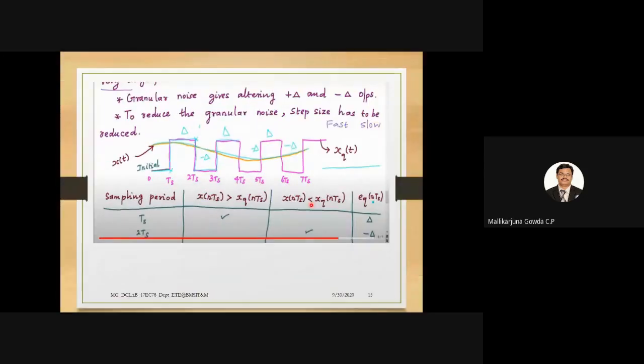This is elaborated by the comparison, at each sampling period, of the value x of nTs with respect to xq of nTs. So at the first Ts, x of nTs is greater than xq of nTs. That is why it will be encoded with plus delta, and so on, right? At the second, at 2Ts, x of nTs is less than xq of nTs, so it will be decremented by delta. So you can write this table for all these values of Ts, starting from Ts, 2Ts, 3Ts, 4Ts, 5Ts, 6Ts, 7Ts, and so on.